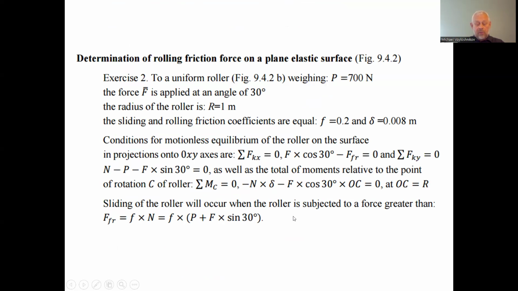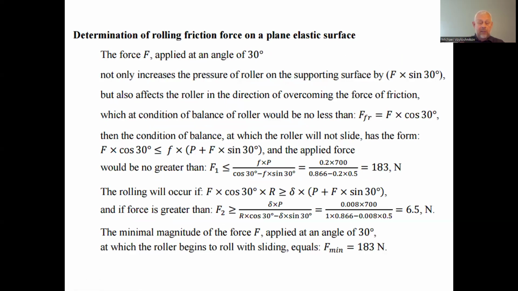Sliding of the roller will occur when the roller is subjected to a force greater than the friction force, which is the friction coefficient multiplied by the normal reaction. The normal reaction consists of two components: the weight of the roller P, and the external force multiplied by the sine of 30 degrees, the inclined external force. The force applied at an angle of 30 degrees not only raises the pressure of the roller on the supporting surface, but also acts on the roller in the direction of overcoming the force of friction. The condition of balance of the roller is that the force be no less than the friction force.